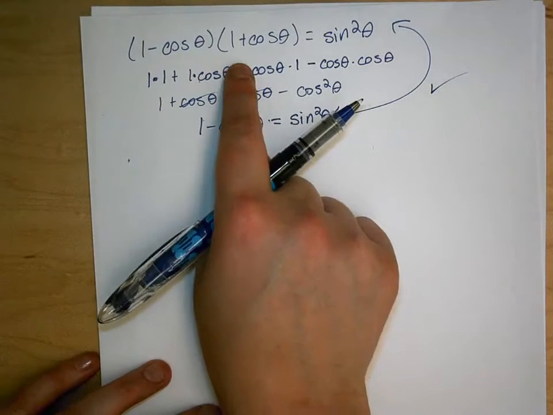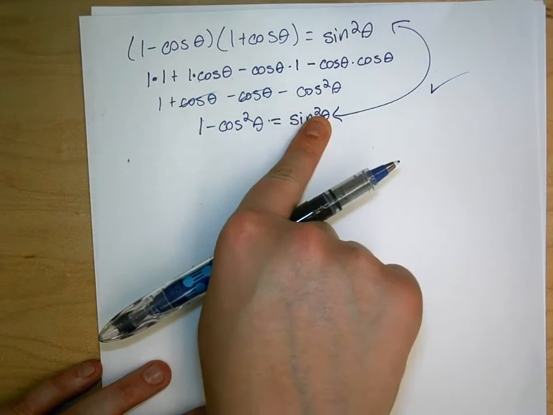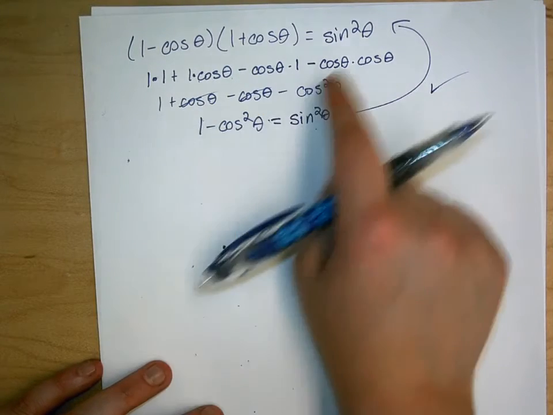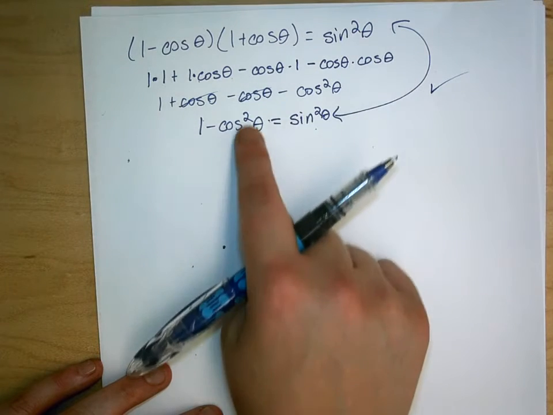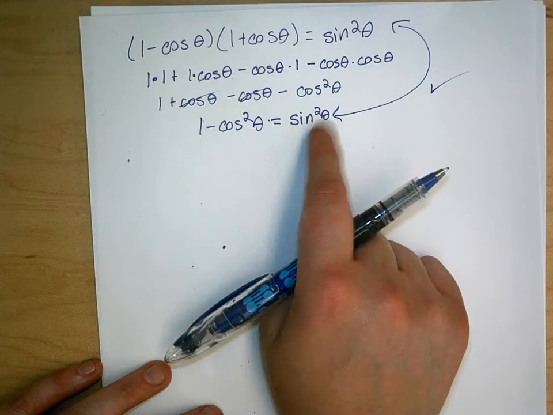Notice that when I was verifying this, I didn't work both sides of the equation. Okay, so I didn't leave this on the end and then add cosine to the other side. I just worked one side and used the Pythagorean theorem to show that this was correct.